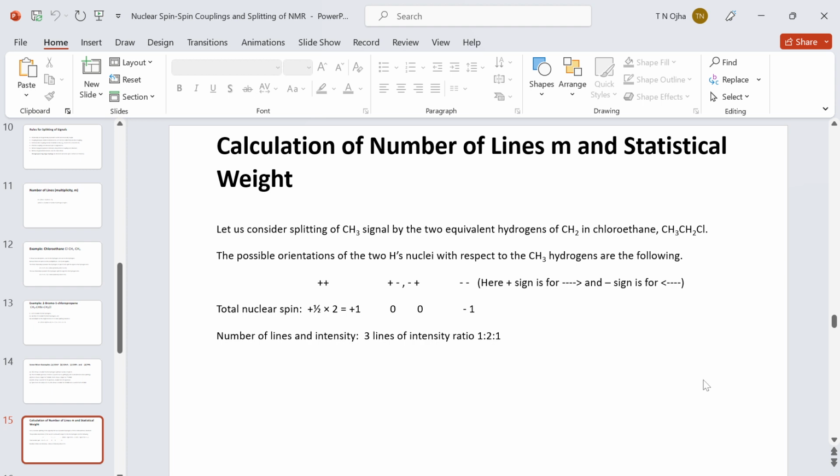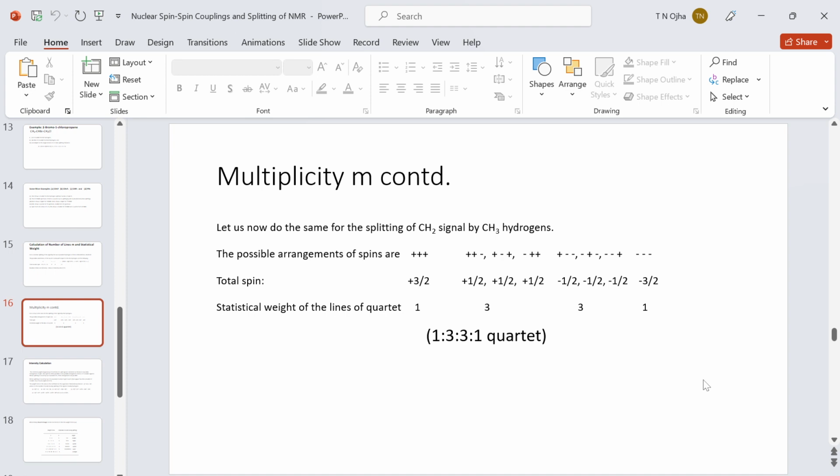Here it has been clearly shown: when both are plus plus, total spin becomes 1. When both are minus minus, total spin becomes minus 1. When one is plus, one is minus, total spin becomes 0, but two such possibilities exist. So in this case, we get three lines. The intensity ratio is 1 is to 2 is to 1.